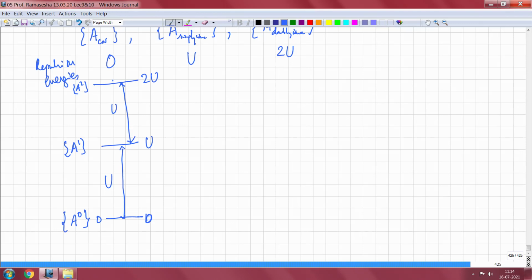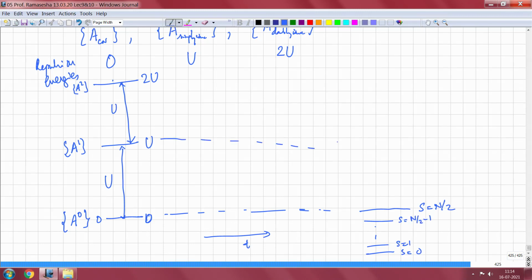Now when I introduce the transfer term, what happens is the following. These states split in energy. The highest spin state will not change in energy, S equal to n by 2, and then S equal to 0 will have the lowest energy, and then in between you have S equal to 1, etc., up to S equal to n by 2 minus 1. And the same thing will happen here, because n is very large, n is like an Avogadro number.